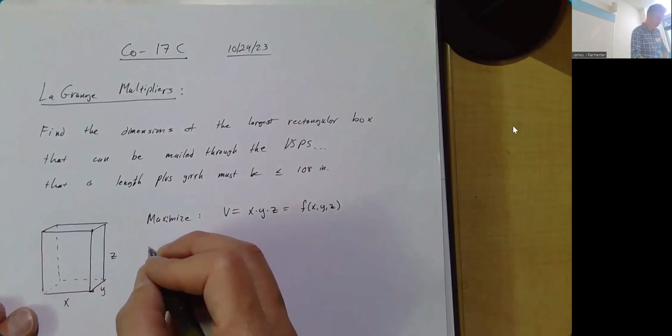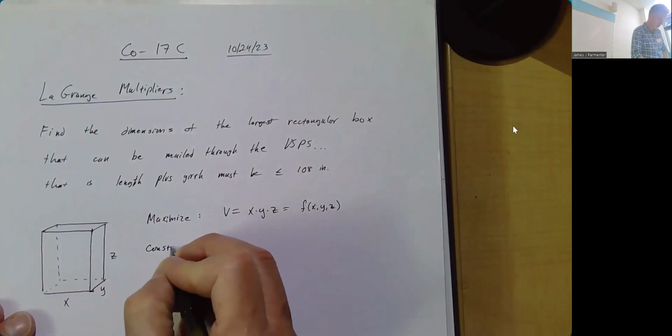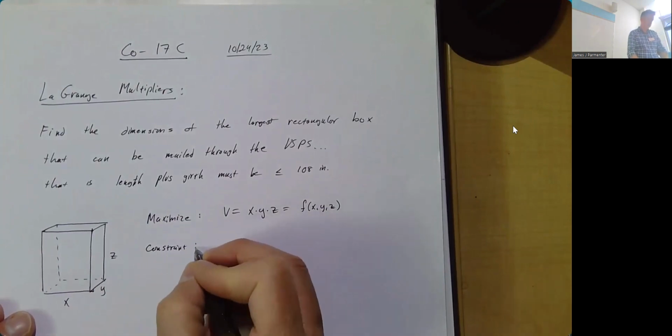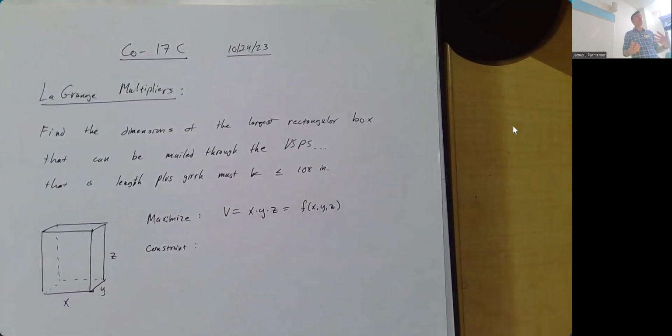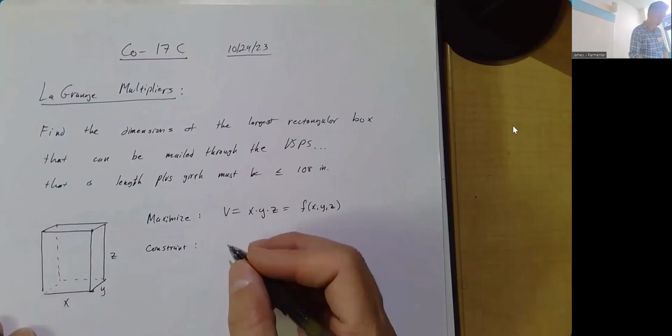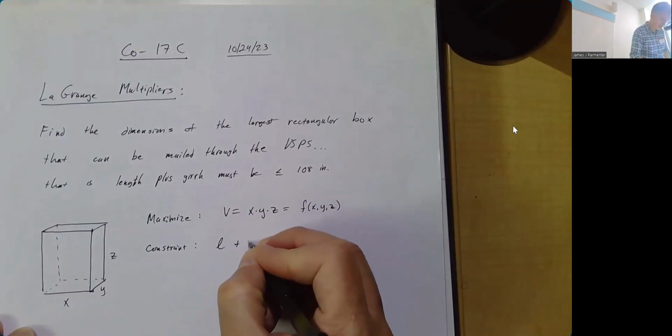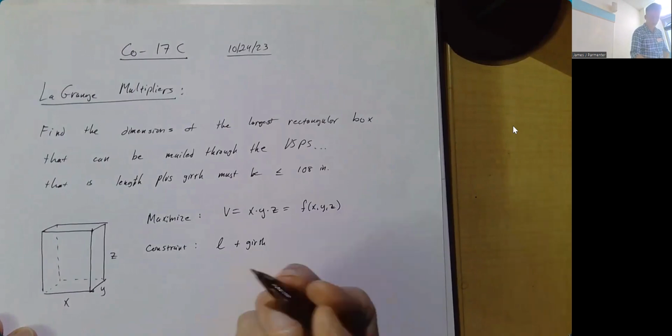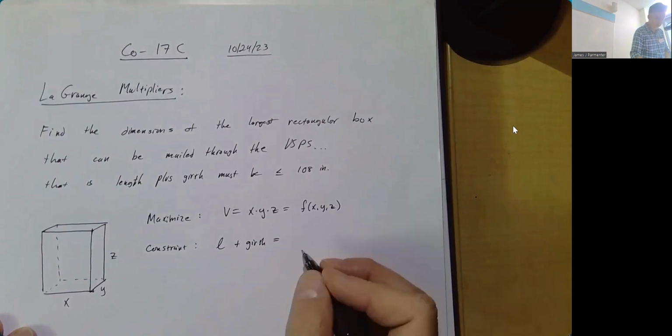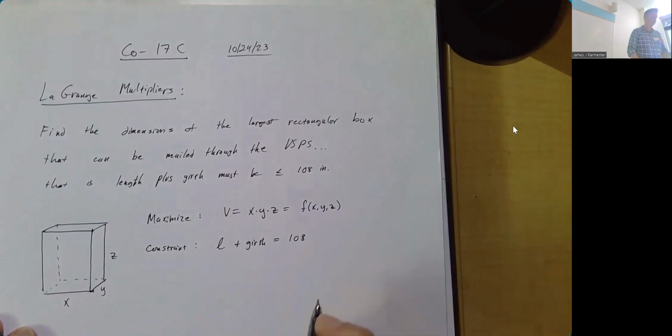And then we have our constraint or limiting information. So this box has to meet some requirements. The length plus the girth has to be less than or equal to 108 inches. Well, if you're trying to maximize the volume, you're not going to make your length plus your girth 100 inches. You're going to use all 108 inches you've got. So we know that we want the length plus the girth to equal 108 inches.